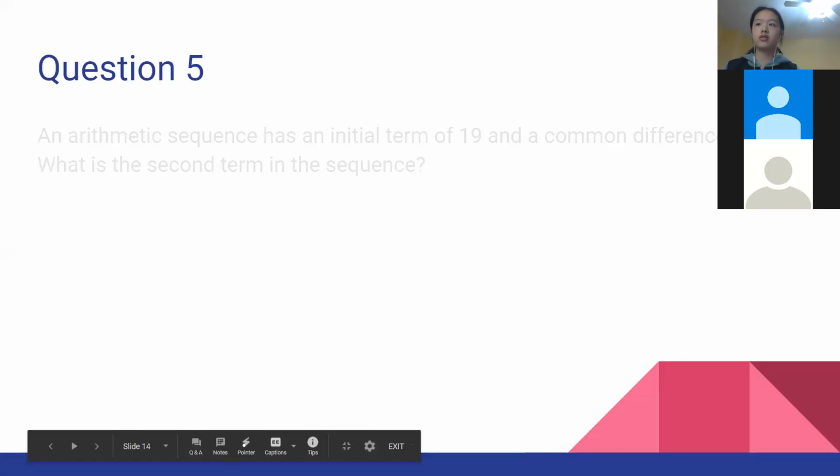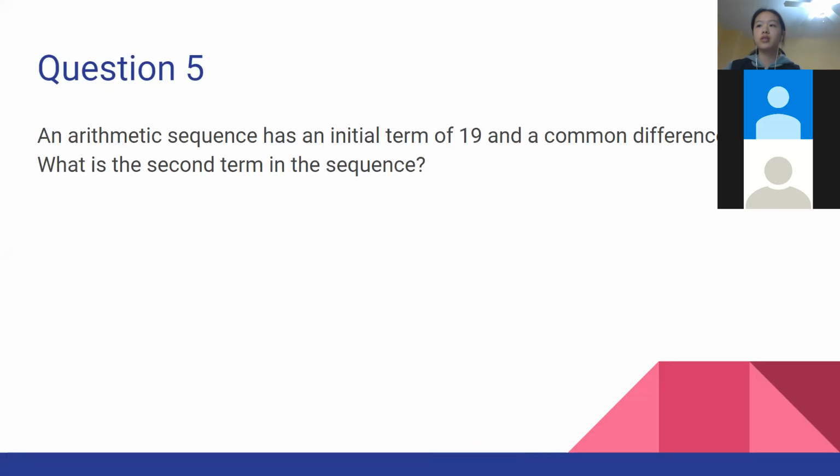Okay, here's another problem. An arithmetic sequence has an initial term, or first term, of 19 and a common difference of -7. Find the second term in this sequence. The correct answer is 12, since the common difference is -7. So 19 minus 7 is 12. Okay, move on.